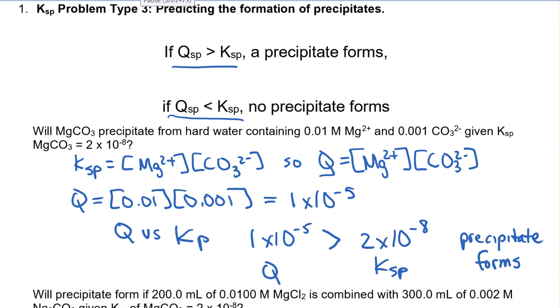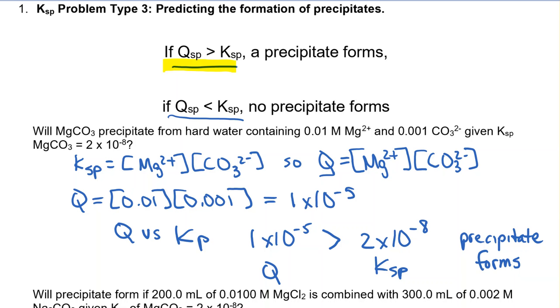This is the last type of Ksp problem, predicting the formation of precipitates. We know that if Qsp is greater than Ksp, a precipitate is going to form. We know if Qsp is less than Ksp, no precipitate forms.